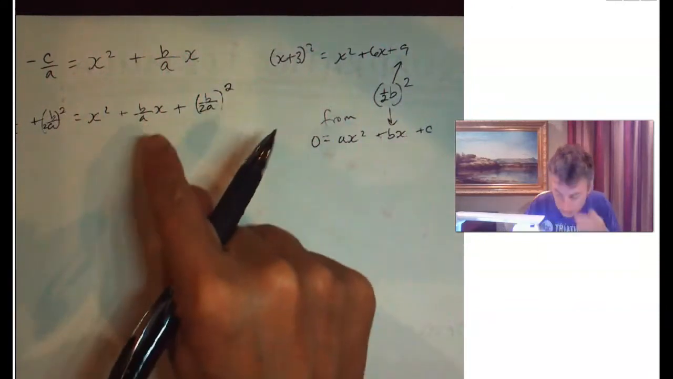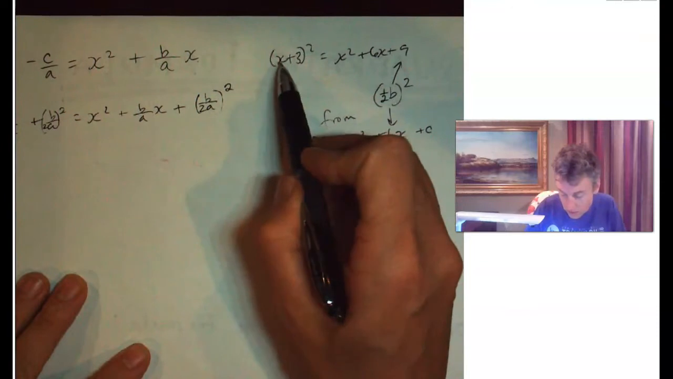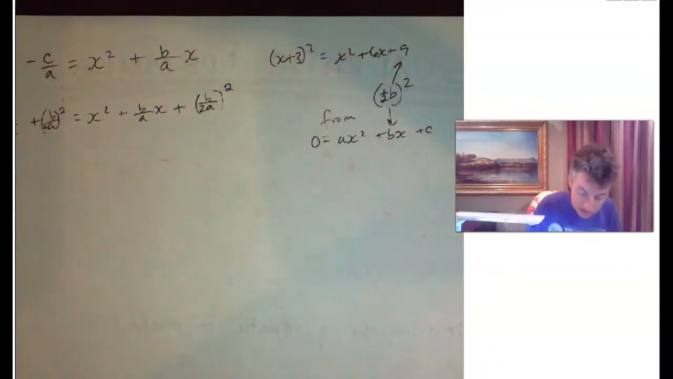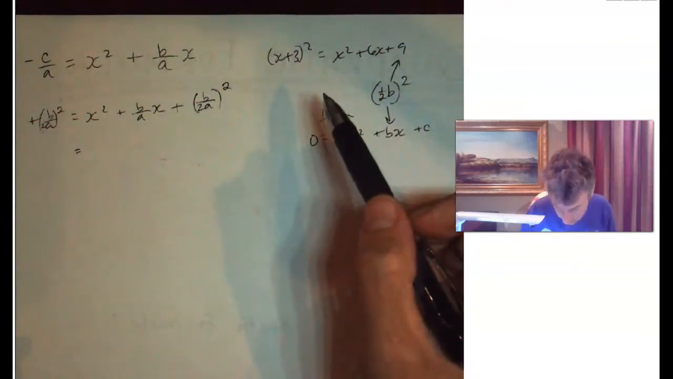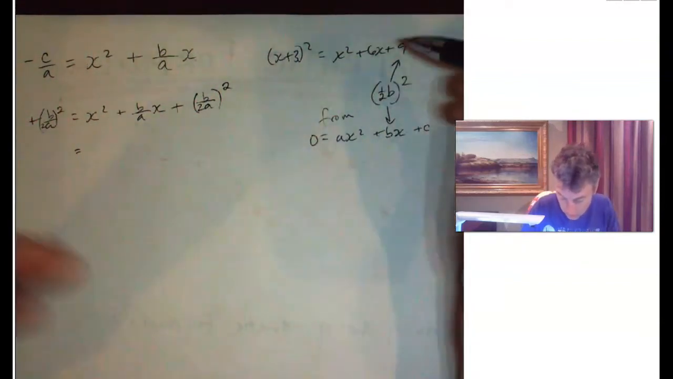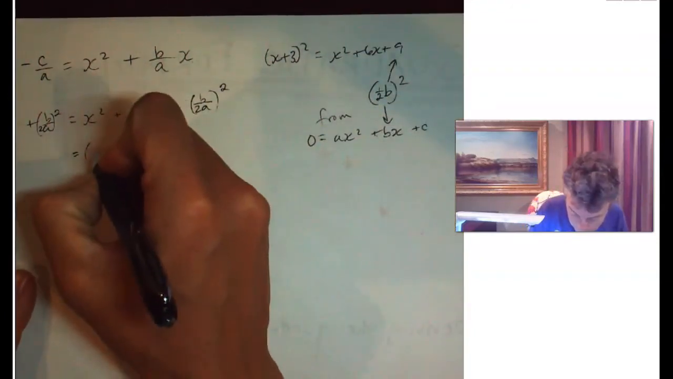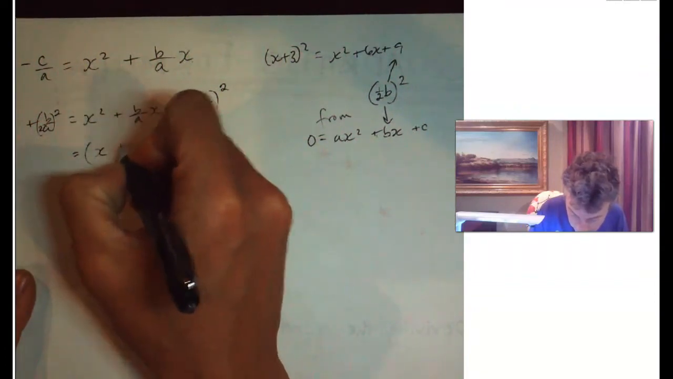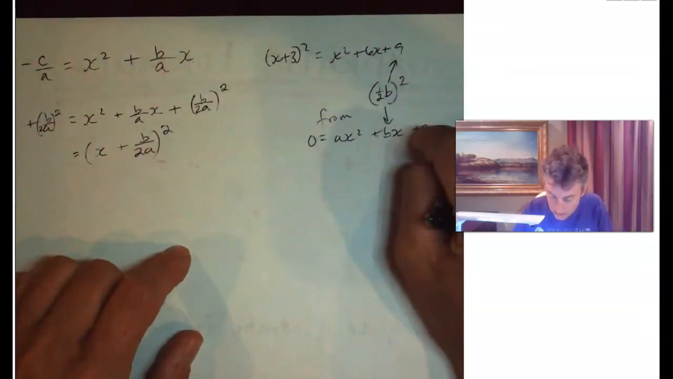Why did I do this? Because I was trying to get from something with 3 terms to something with 2 terms squared. So, this shortcut here, going from this to this, how does this relate to that? Well, this becomes x plus b over 2a squared. Right?